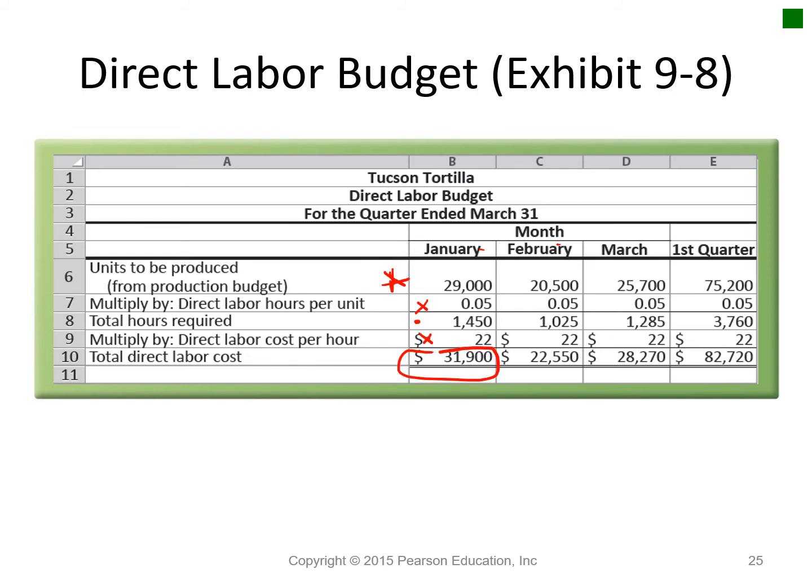And then you basically do the same process for all the months. Take the production units, multiply by how many hours it takes to make a unit. Essentially, the 0.05 is a standard. And then you just do that, and then you multiply by the labor cost. That's going to be essentially your payroll.